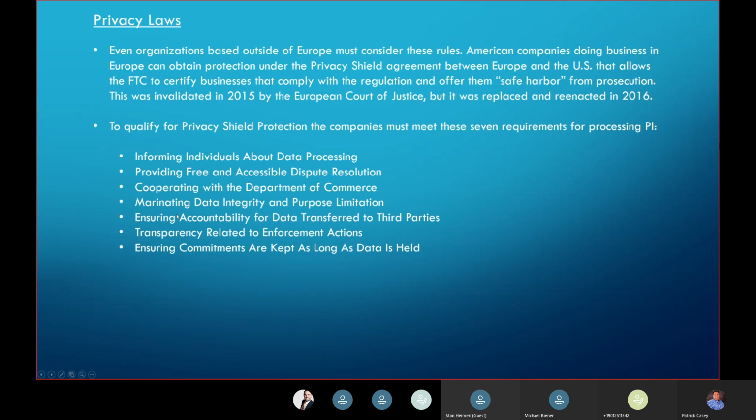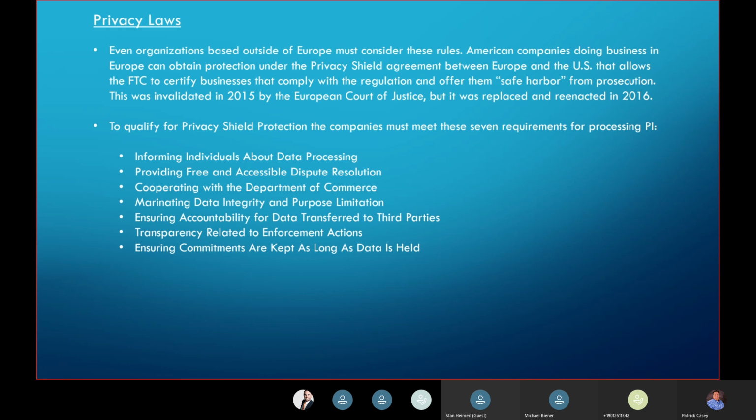Even organizations based outside of Europe must consider these rules. American companies doing business in Europe can obtain protection under the Privacy Shield Agreement between Europe and the U.S. that allows the Federal Trade Commission to certify businesses that comply with regulation and offer them safe harbor from prosecution. This was invalidated in 2015 by the European Court of Justice, but was replaced and reenacted in 2016.